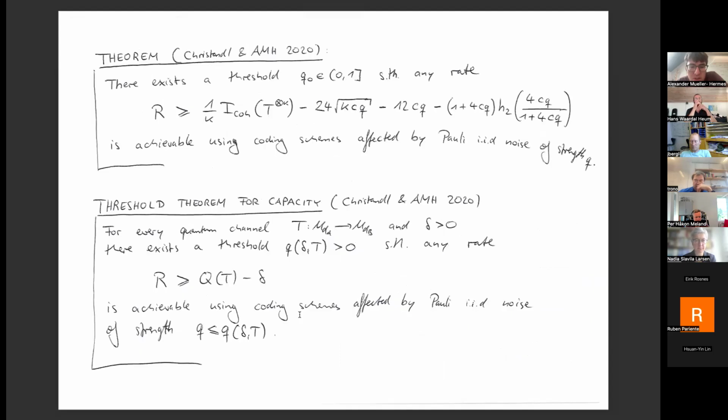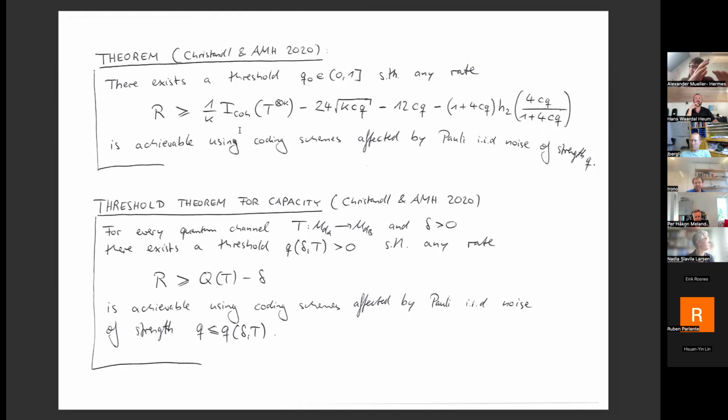So what this leads to are what we call threshold theorems for capacity. There exists this threshold Q0, which is the threshold for the circuit level for the concatenated 7-qubit Steane code, such that any rate R that is greater than this number here is achievable using coding schemes affected by Pauli IID noise of strength Q below Q0. What I mean by this is, again, that we can make encoders and decoders such that we can push the overall error to 0. So the overall error is not controlled by Q.